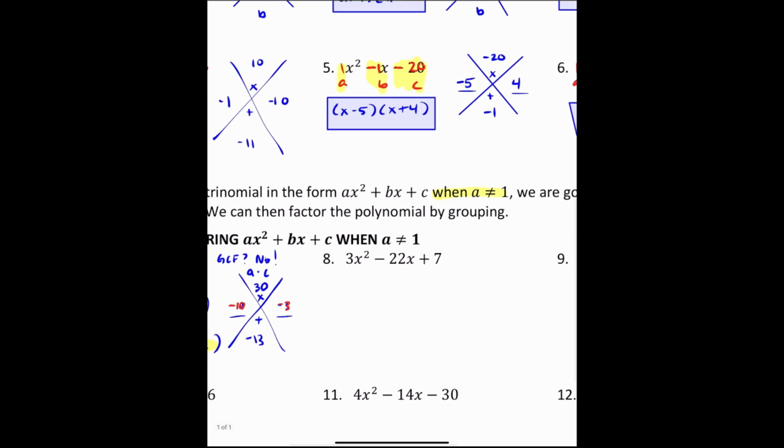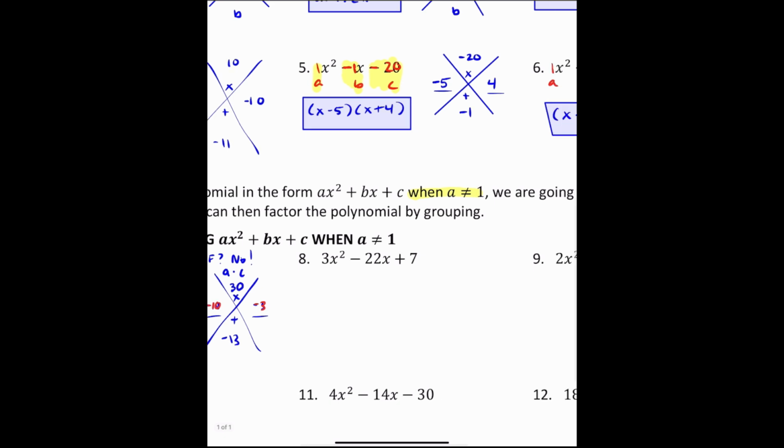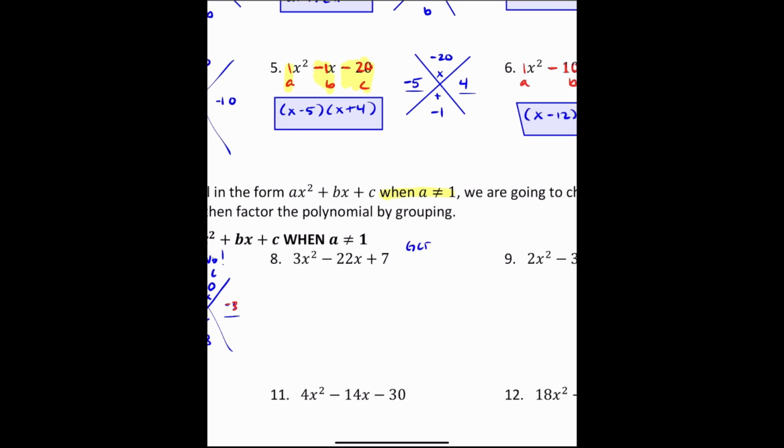So let's take a look at number 8, 3x squared minus 22x plus 7. Is there a GCF of the 3? No. So let's label our A, B, and C. A is 3, B is negative 22, and C is positive 7. We'll use the X method again. We're going to multiply the A and the C together. A and C are 3 and 7 respectively. So 3 times 7, that's 21. And our B value is negative 22.